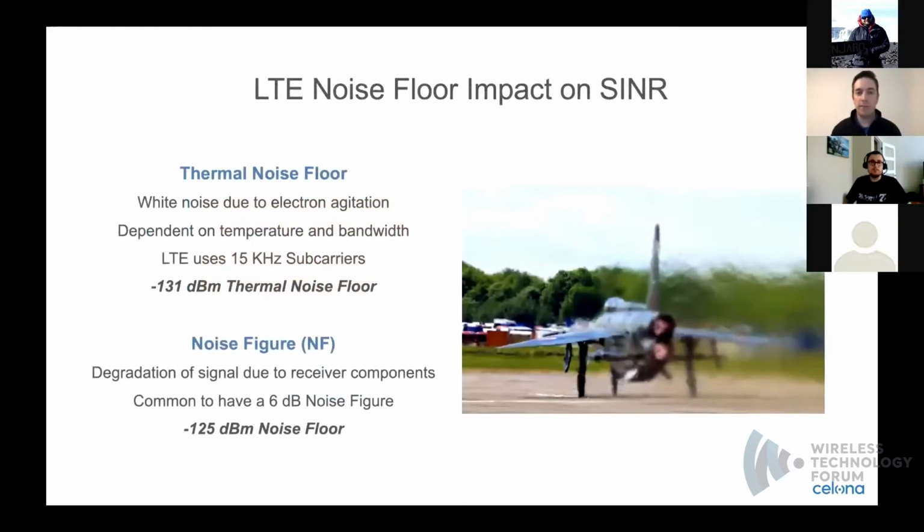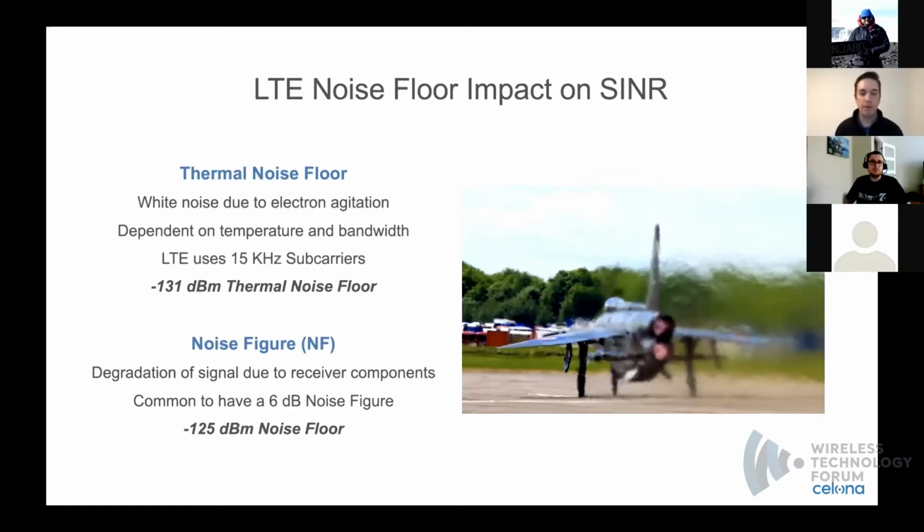SINR is the next very important characteristic to design for with LTE. The thermal noise floor, again, is due to the 15 kilohertz subcarrier width, because the thermal noise floor is derived from white noise, and it's dependent on the temperature in the ambient environment as well as the bandwidth that we're measuring it on. So it's very important that we understand that we're measuring only on a 15 kilohertz subcarrier. Typically, that results in around a negative 130 to 131 dBm thermal noise floor.